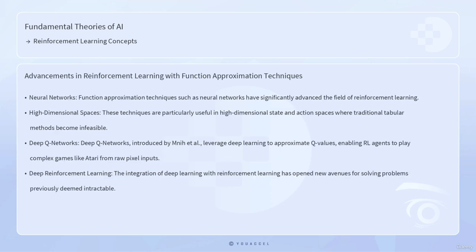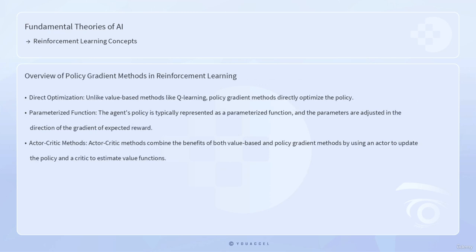Function approximation techniques, such as neural networks, have significantly advanced the field of reinforcement learning, particularly in high-dimensional state and action spaces where traditional tabular methods become infeasible. Deep Q networks, introduced by Mnih et al., leverage deep learning to approximate Q values, enabling RL agents to play complex games like Atari from raw pixel inputs. The integration of deep learning with reinforcement learning, known as deep reinforcement learning, has opened new avenues for solving problems previously deemed intractable. Policy gradient methods are another class of algorithms that have gained prominence in reinforcement learning.